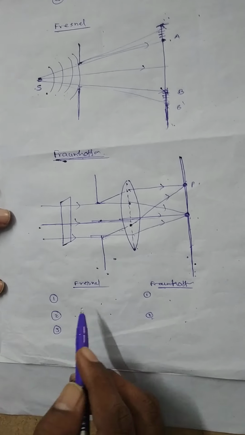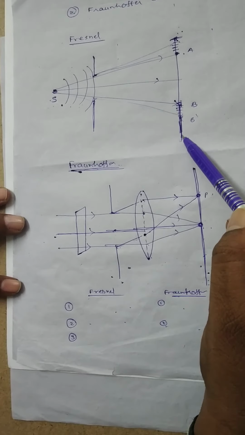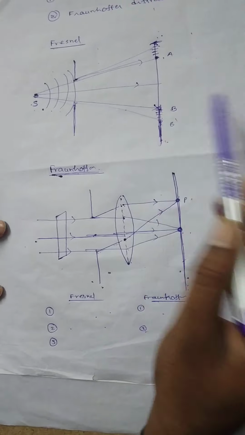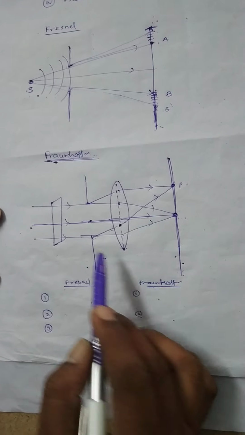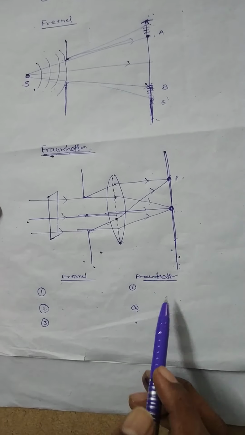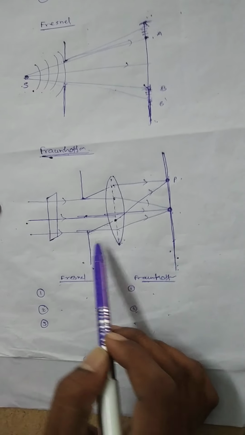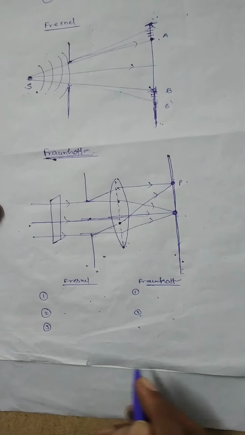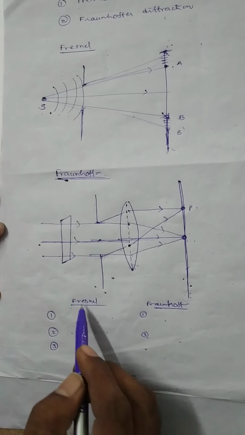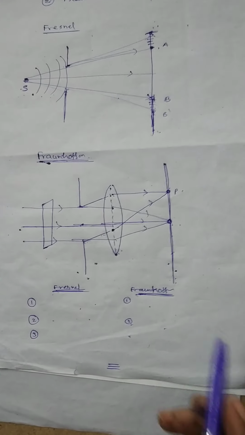Third one, to observe the Fresnel diffraction, no lenses or mirrors are needed. But to observe the Fraunhofer diffraction, we have a double convex lens which is kept in between the slit and screen. So these are the main differences between Fresnel diffraction and Fraunhofer diffraction.